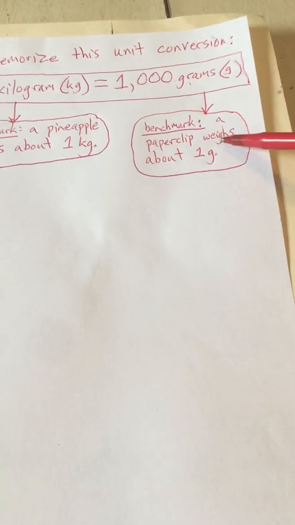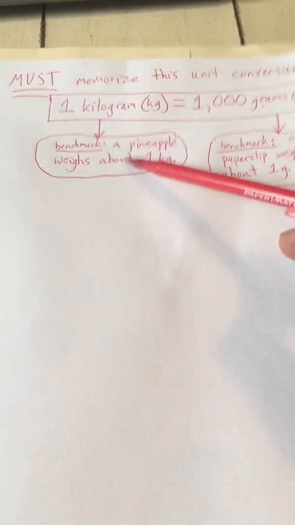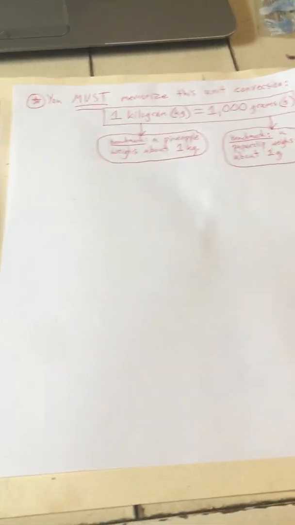Okay, so some benchmarks, some ways to kind of think about this is a pineapple weighs about 1 kilogram. So when you're thinking about 1 kilogram, think about a pineapple. So pineapple's a pretty big fruit, right? It's pretty heavy. That's about 1 kilogram. Okay, so a benchmark for a gram is a paper clip weighs about a gram. So you're comparing something that's about the size of a pineapple to something that's about the size of a paper clip, right? So you need 1,000 paper clips to make the same weight as a pineapple. Okay, so that's just a good way for you to try to think about what is a kilogram, what is a gram, as you're trying to solve problems that involve kilograms and grams.